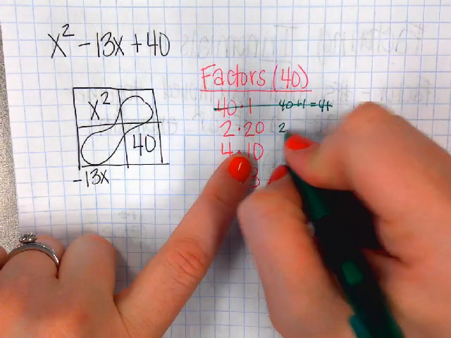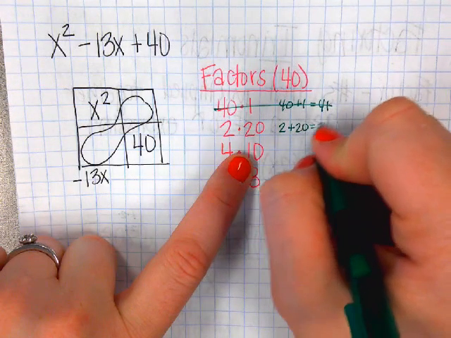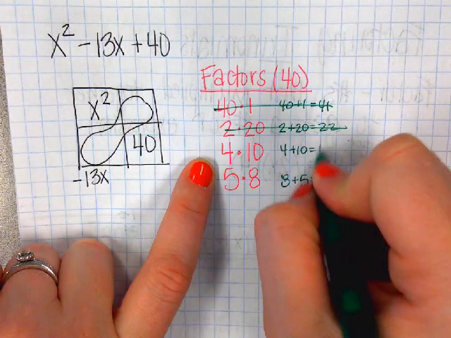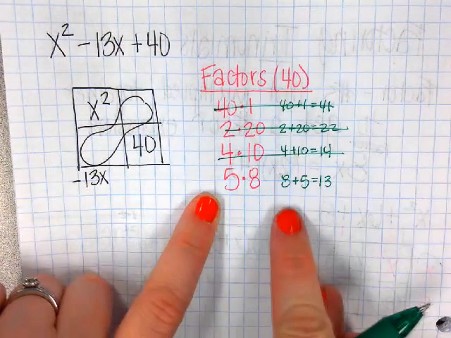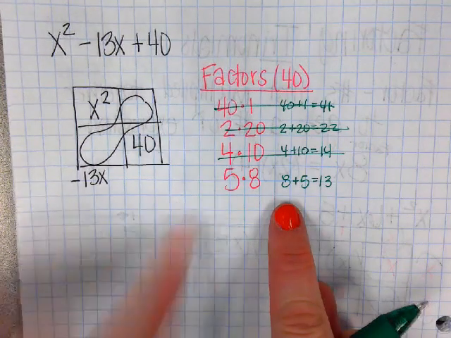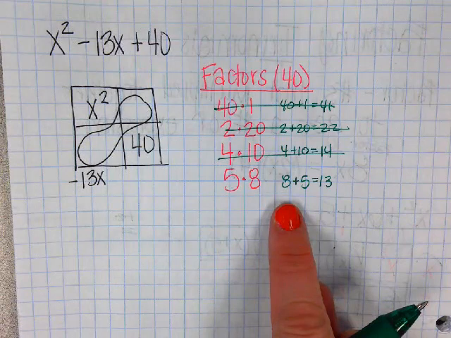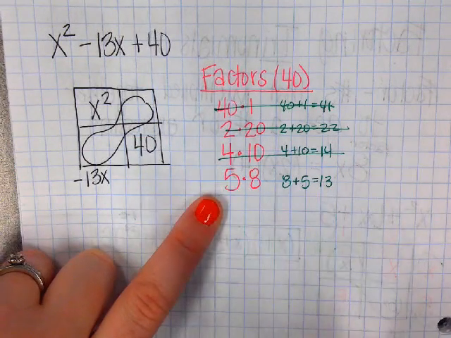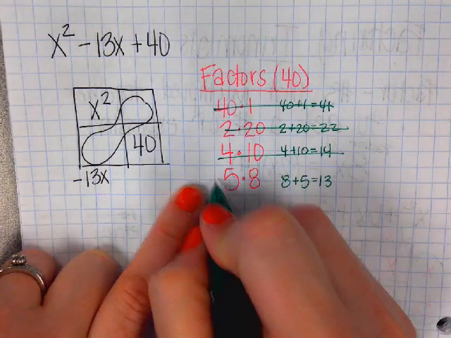So I'm going to go ahead and go through the process again. 40 plus 1 is what? 41. That's not even close. 2 plus 20 is 22. That's not close. 4 plus 10 is 14. That's not close. So 8 and 5 is the closest. The only thing that's wrong is my sign.